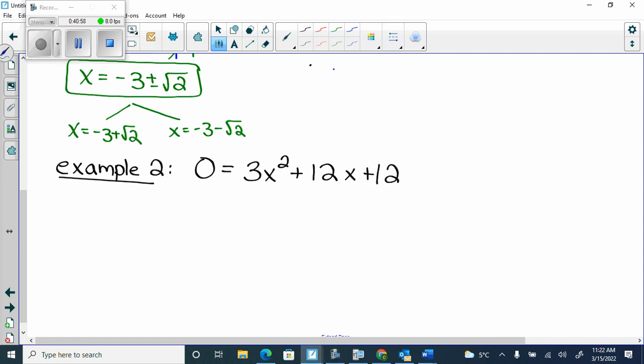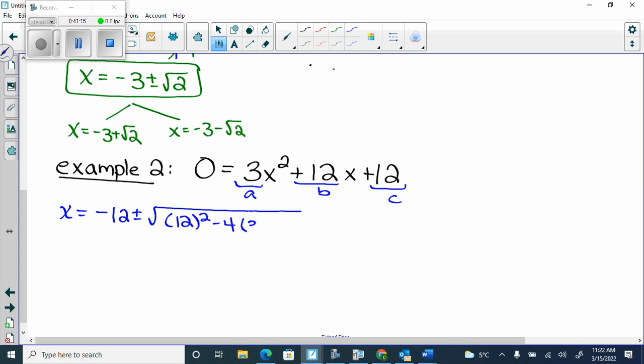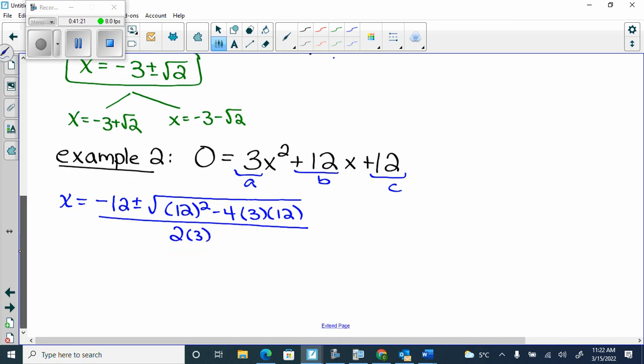So we have A, B, C, and we're going to get x equals negative 12 plus or minus the square root of 12 squared minus 4 times 3 times 12, all over 2 times 3. So we actually get x equals negative 12 plus or minus the square root of what? What did I set you up for? 0.